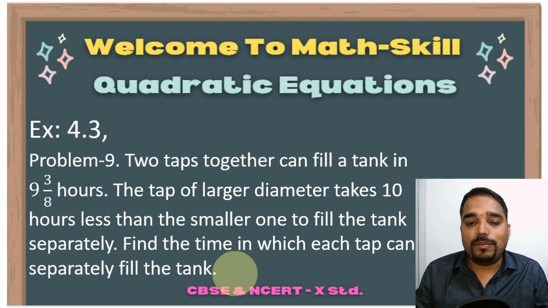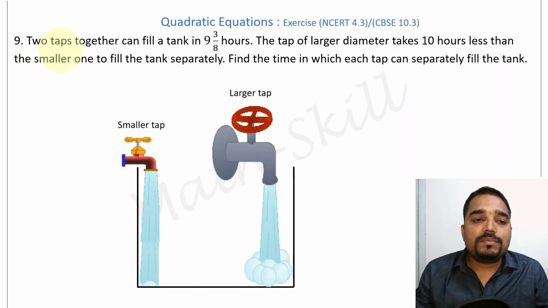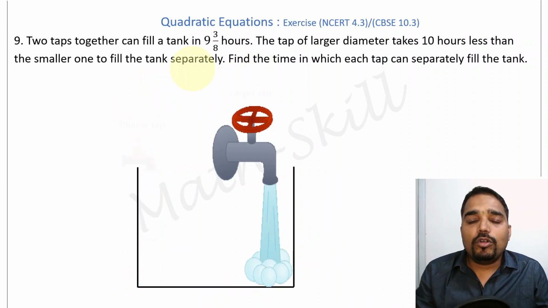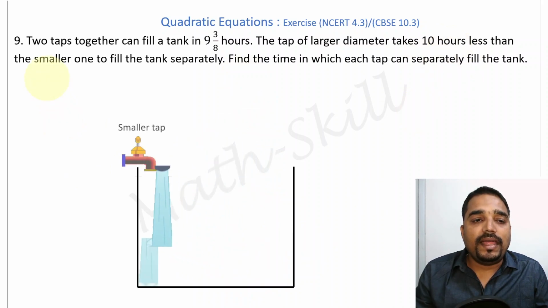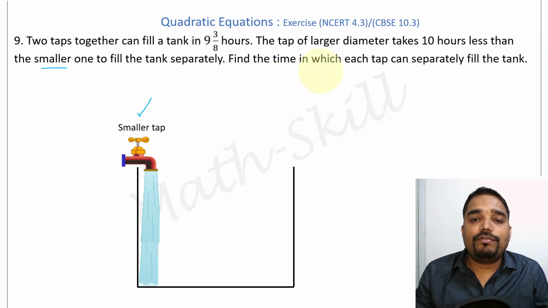Now let us see how to solve the problem. So here he says two taps together can fill a tank in 9 by 8 hours. That is, for a tank there are two taps. One is a larger diameter tap and one more is a smaller diameter tap. So also he says the tap of a larger diameter takes 10 hours less. That is, if the tank is filled by the larger diameter tap alone, it takes 10 hours less compared to the time taken by the smaller diameter tap if only the smaller diameter tap is switched on. Now based on these two conditions, we will have to find the time taken by each tap to separately fill the tank.